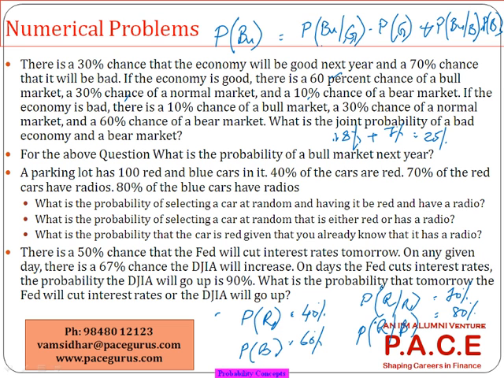Now, what is the probability of selecting a car at random, having it be red and have a radio? What is the probability that it is red and it has a radio in it? Red and a radio, right? Intersection, which is nothing but probability of red into probability of radio given red. So 40% into 70%, 28%.